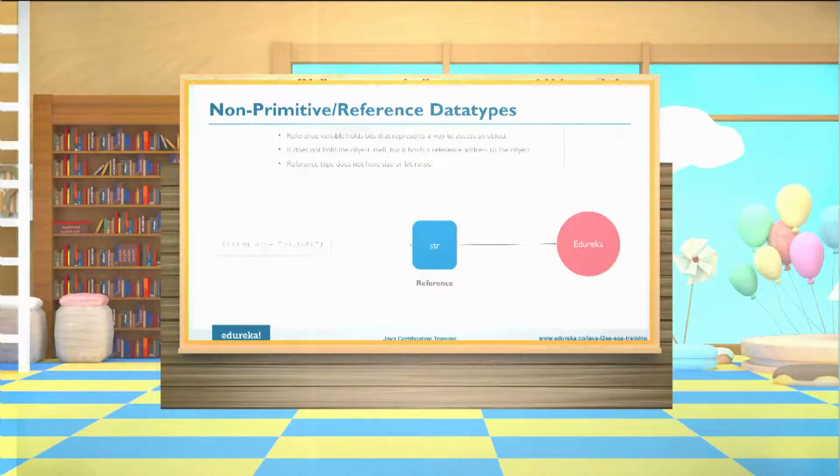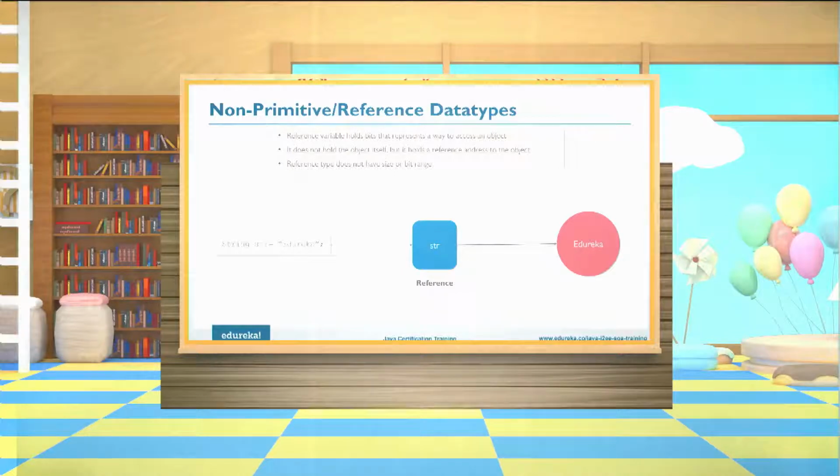Non-primitive or reference data type is a variable that holds a particular object, or holds bits that represent a way to access an object. It's a pointer to a memory location basically. As we spoke, Java doesn't expose the pointer directly. It doesn't give you a direct pointer to the memory location, but it gives you the reference variable. So you cannot manipulate the memory location directly. You cannot add values to the memory location through pointers, but through a reference variable, you can access it and assign some value. It does not hold the object itself, but it holds a reference address to the object.